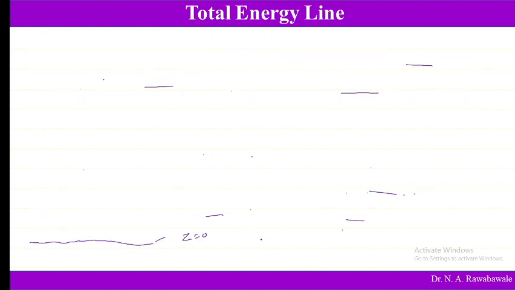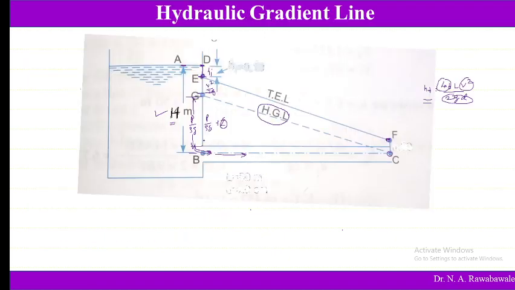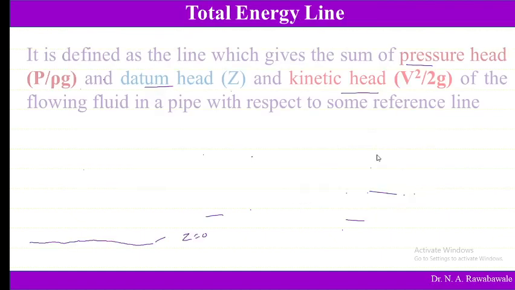So here you can see the sum of pressure head, kinetic head and datum head. This gives point E at the inlet, and gradually this decreases at a rate with the increase in the head loss due to friction. Now let us discuss one numerical over this.